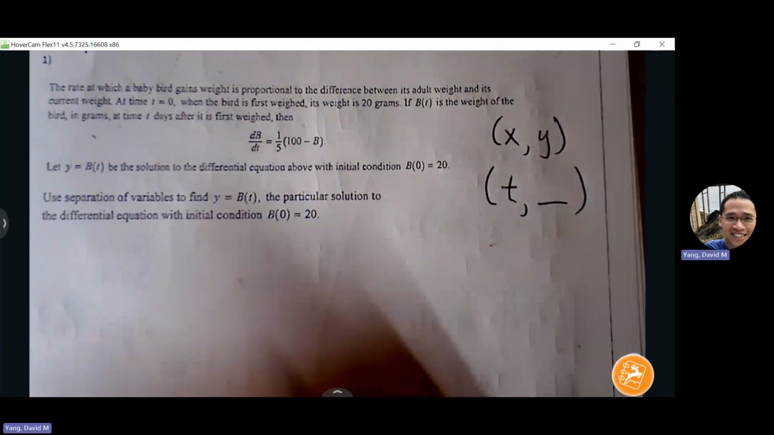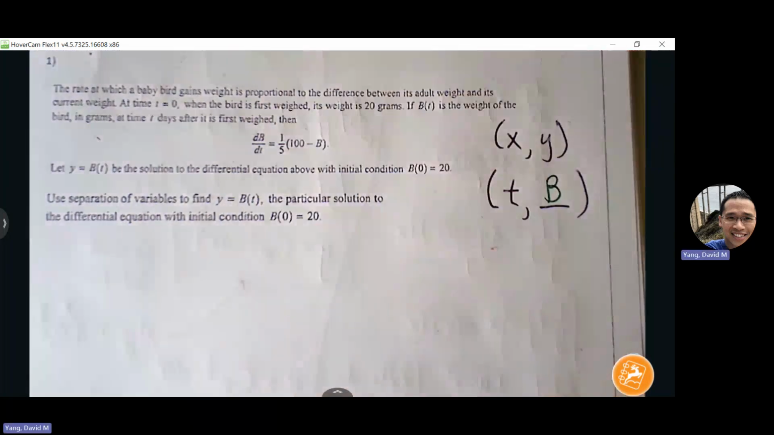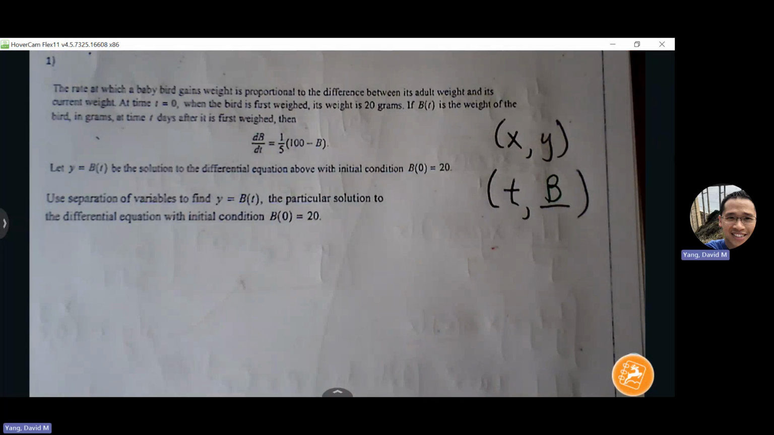And your other strange variable, that's your y. So we have to get used to the idea that if I don't see x and y, it's always going to be time and something else. T is now your x, and in this case, b is now our y. Okay.